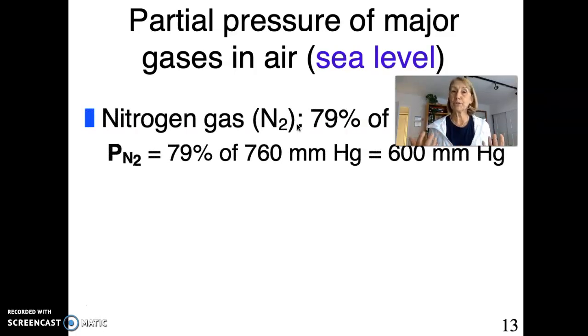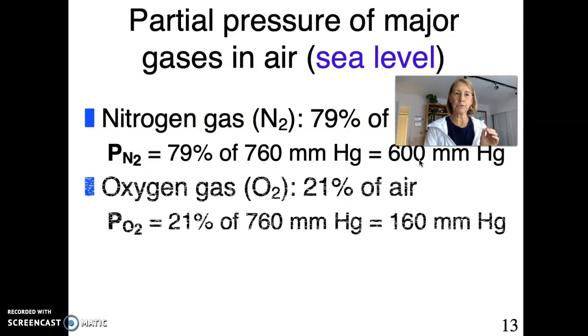So what is the partial pressure? We want to know what the partial pressure is of that particular gas, not as a group. So the partial pressure of nitrogen is 79% of 760 millimeters of mercury, which is the atmospheric pressure. So we multiply these: 0.79 times 760, and that's going to give you a partial pressure of 600 millimeters of mercury. Why do we need that? I'll show you later. For now, just get the idea that these partial pressures are different.